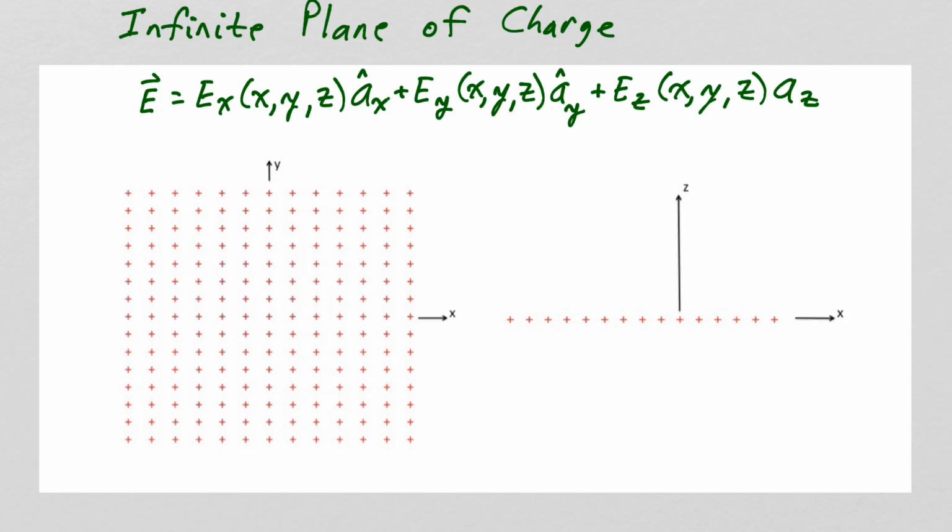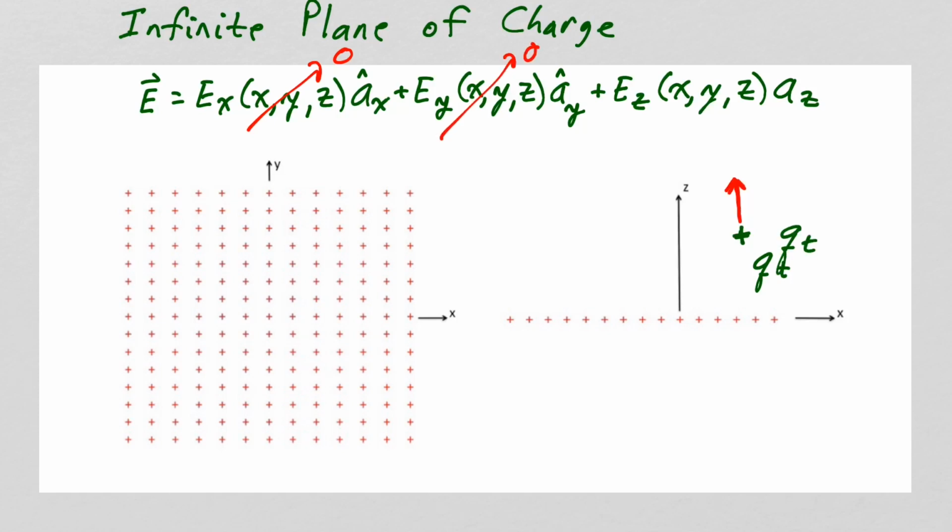these terms will disappear because of the Cartesian symmetry. If we place a test charge above our plane, there won't be any net force in the x and the y direction because the charges are infinite in the x and y directions. The only force that the charge will experience will be in the plus z direction. So there's no x component or y component to the electric field intensity.